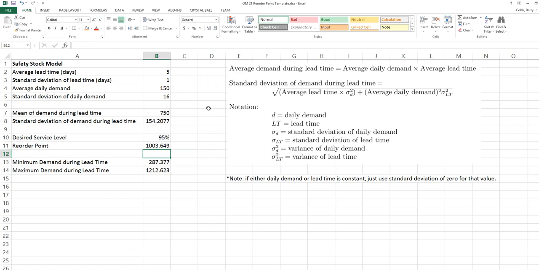This gives us a reorder point of 1003. So when inventory reaches that level, we would make our next order, and that would give us a 95% chance of meeting all the customer demand during that lead time period.